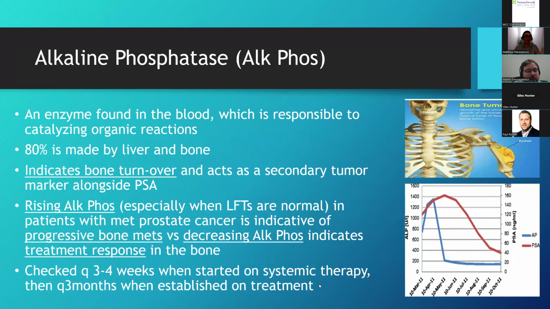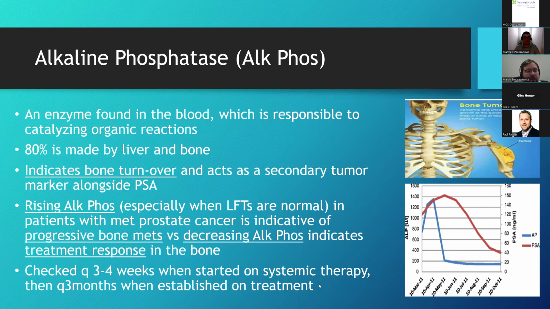Alkaline phosphatase, or ALK-Phos, is another marker we pay close attention to. This is an enzyme found in the body which is responsible for catalyzing organic reactions. About 80% comes from the liver and bone. It's a good indicator of bone turnover and acts as a secondary tumor marker alongside PSA. Rising alkaline phosphatase, especially when the liver function tests are normal in patients with prostate cancer, is indicative of progressive bony metastases, versus a decreasing ALK-Phos indicates treatment response in the bone.